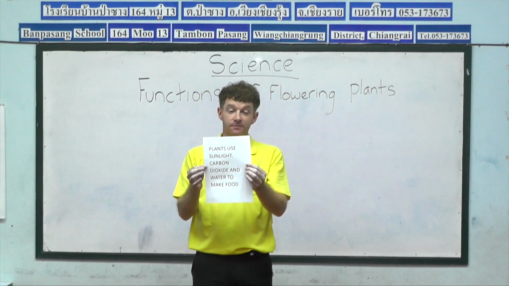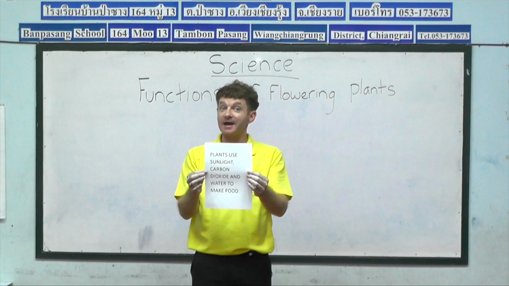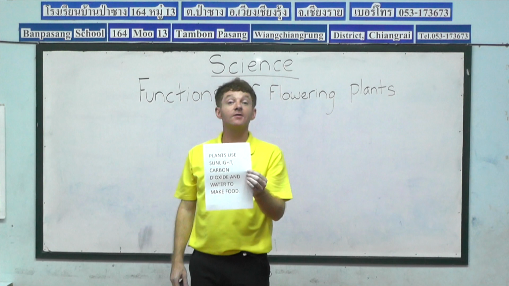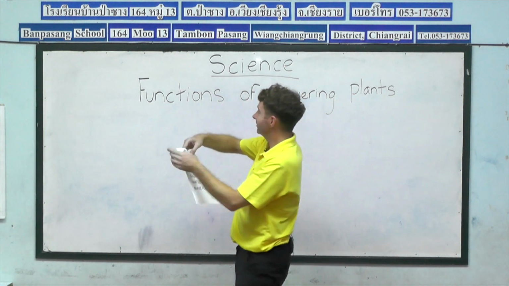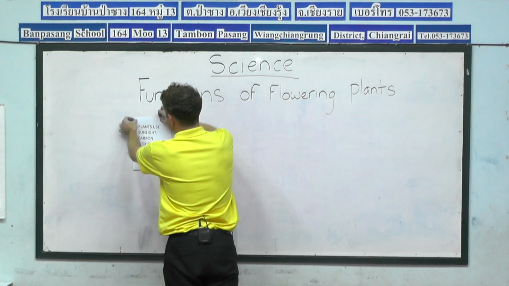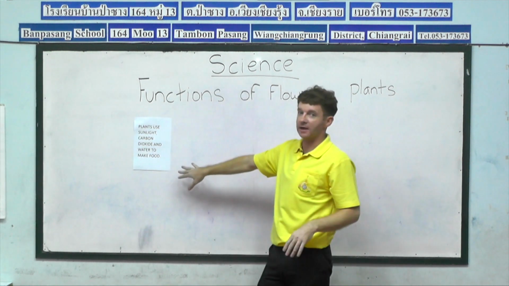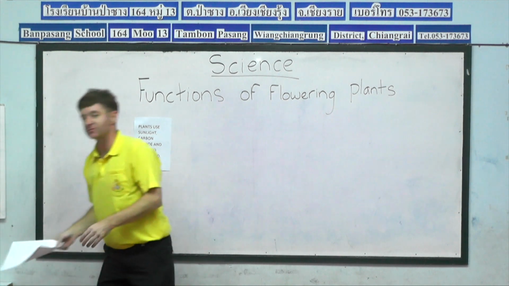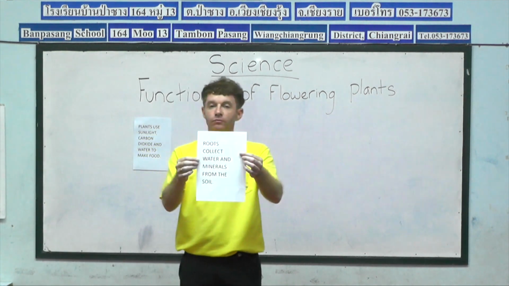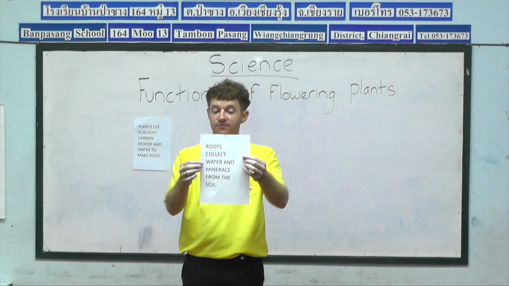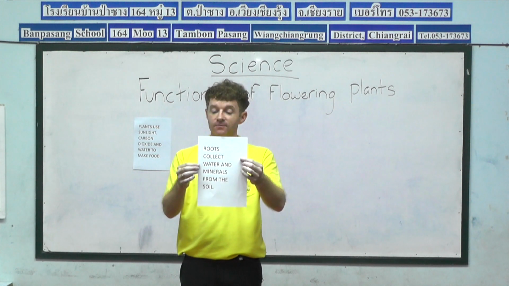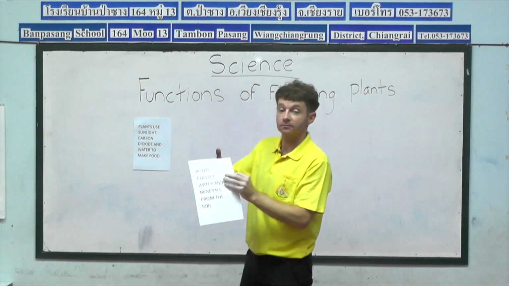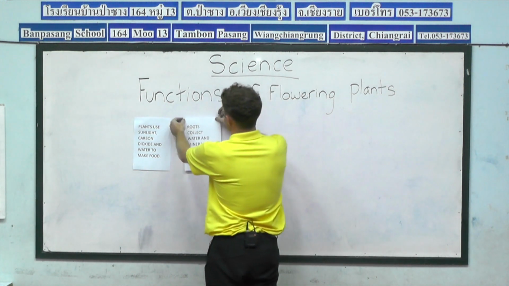Plants use sunlight, carbon dioxide, and water to make food. Okay, so there is sentence one. You can see, if you get that sentence, that's how you need to construct it. Sentence number two. Roots collect water and minerals from the soil. Yes, that's sentence number two.